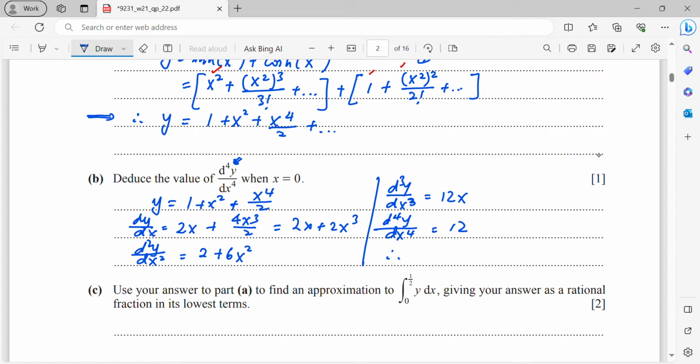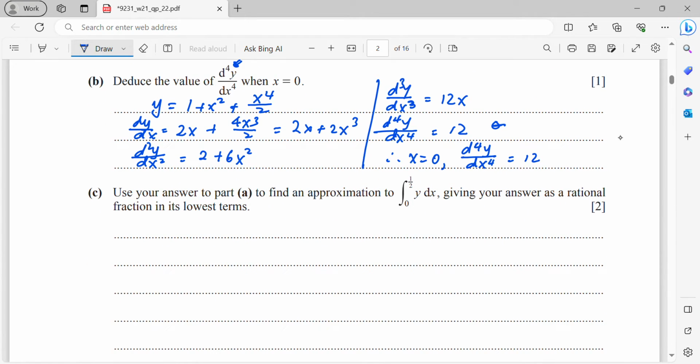So it means that when x equals 0, even though you are given the x value, the fourth derivative does not have x. So we will just always write down the constant. So the answer is 12.